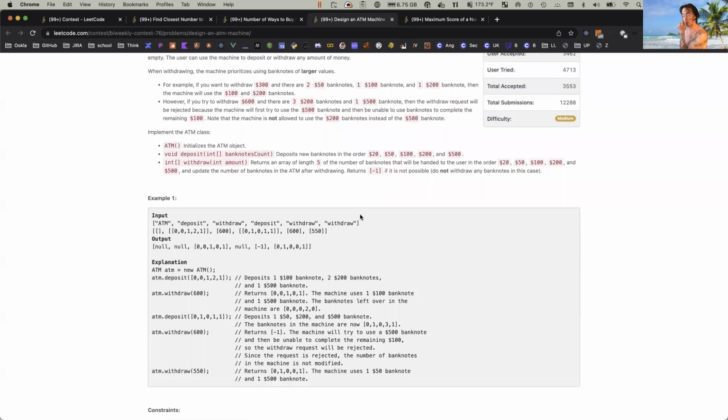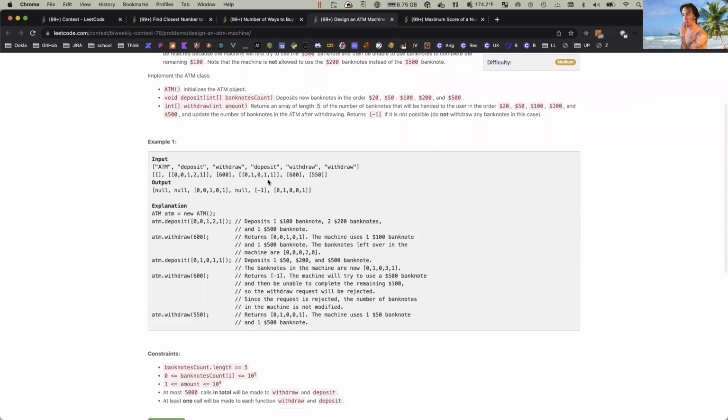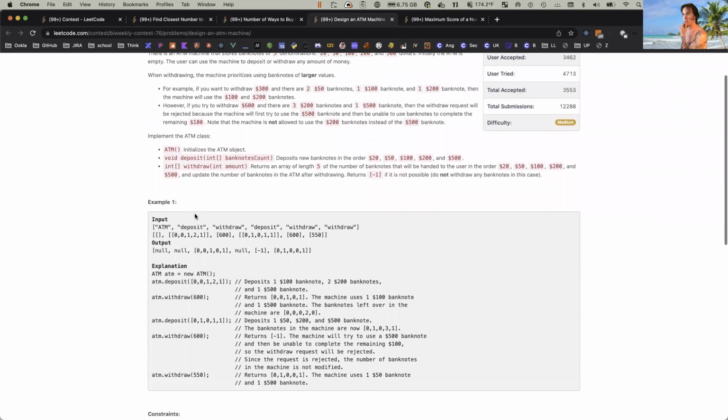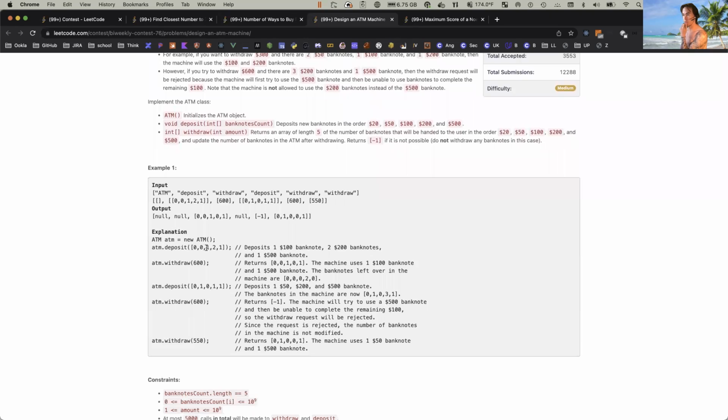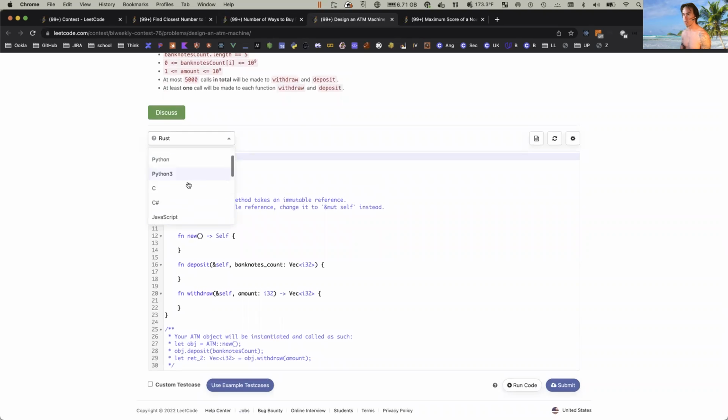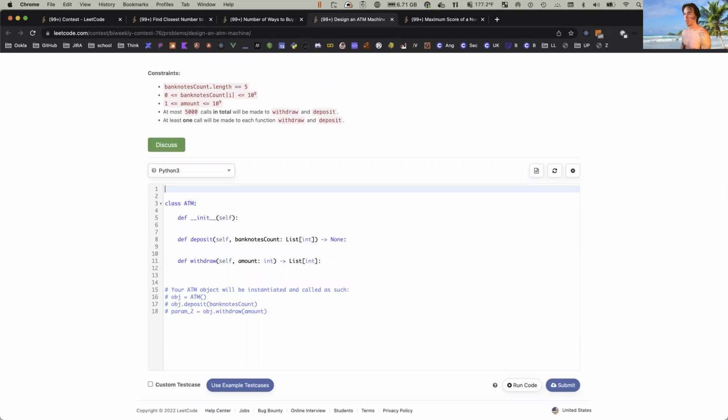We should just be able to keep track of how many notes we have, right? 0 20s, 0 50s, 1 100, 2 200s, 1 500. Okay. So, okay, 6:45 a.m. dash whatever it was. Probably started at 6:43 or something. I don't know. 6:45. 2 minutes for the game plan.